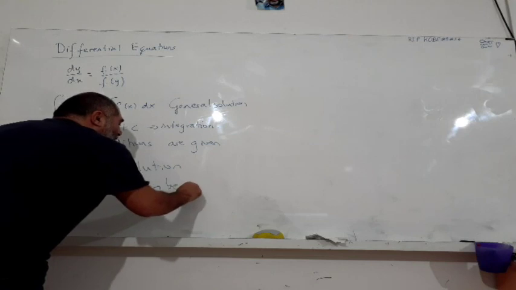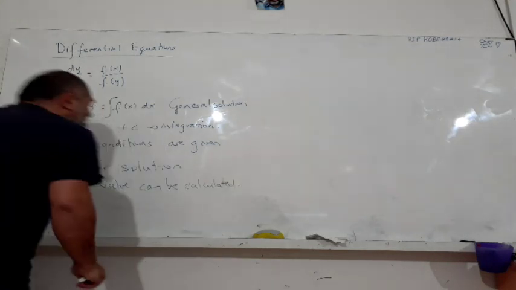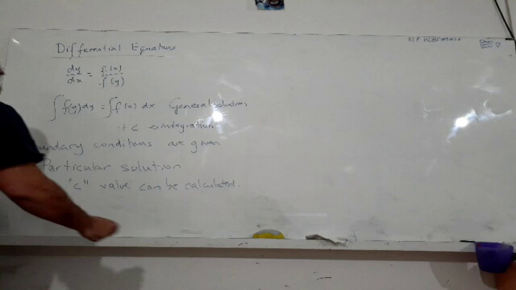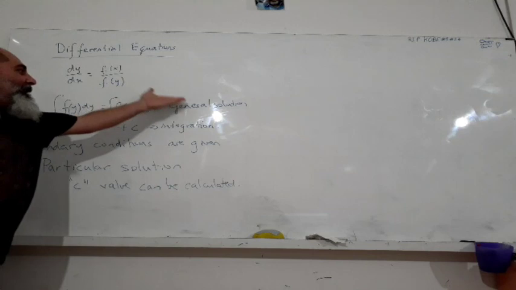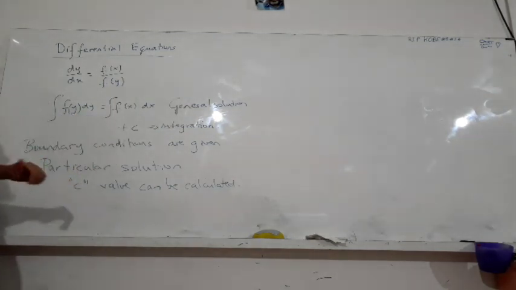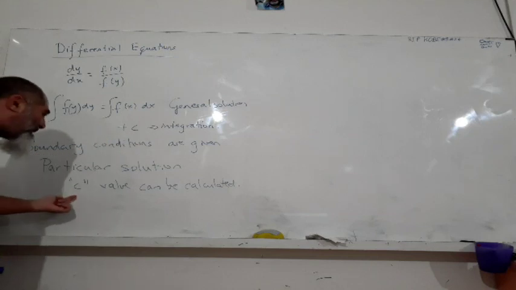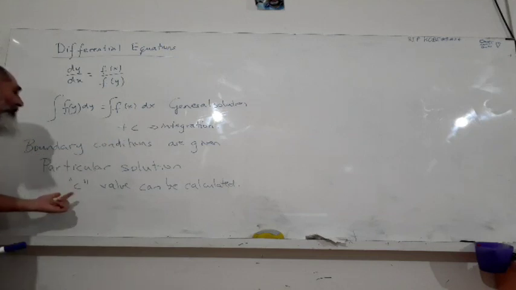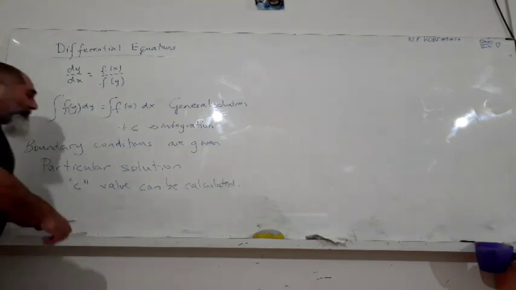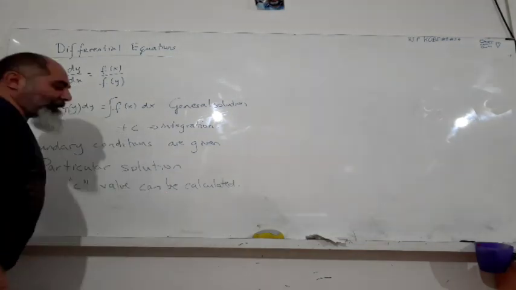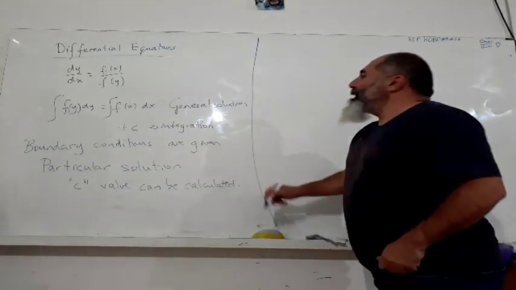If the question wants you to leave c in the answer, it is the general solution. If values are given so that you can calculate and get the c value, the integration constant, we call it the particular solution. Let's see an example, an easy example to show what we can do about differential equations.